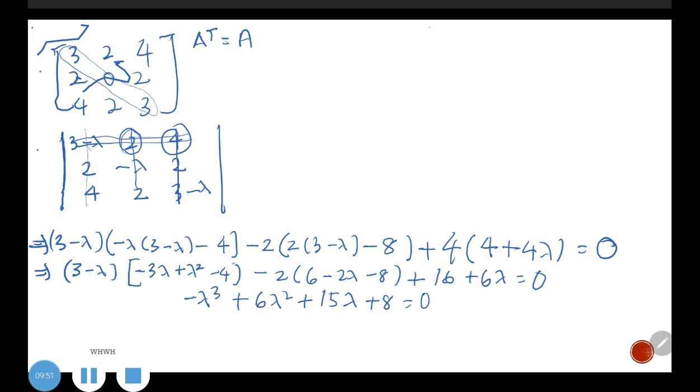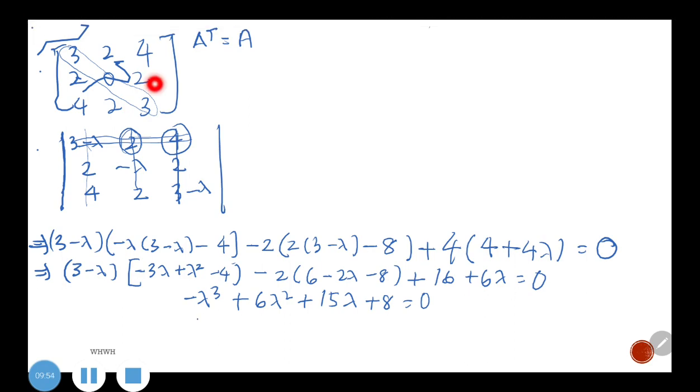Okay, and then to make it nicer, we multiply both sides by negative. So we have lambda cube minus 6 lambda square minus 15 lambda minus 8 equals to 0. So it's a bit complicated to solve, to find out the roots for the lambda here. Okay, one way to get one of the roots is to try your luck, let lambda equal to the simplest number that you can have. Let's say lambda equals to 0.